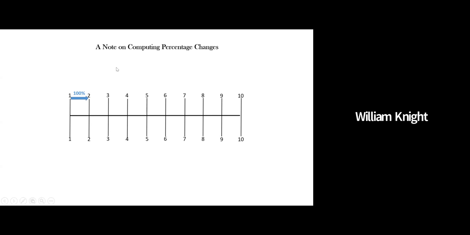Okay, so you're back. Did you get 50%? 3 minus 2 is 1, divided by 2 is 1/2, multiplied by 100 is 50. Now do the same thing for 3 to 4. Pause the tape now and compute the percentage change from 3 to 4.